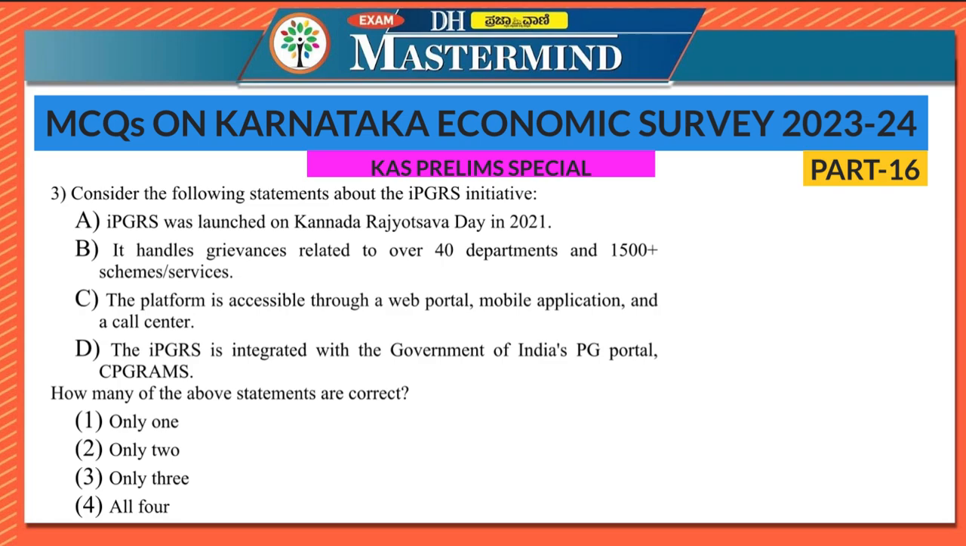Third question says, consider the following statements about the IPGRS initiative. IPGRS was launched on Kannada Rajyotsava Day in 2021. It handles grievances related to over 40 departments and 1,500 plus schemes or services. The platform is accessible through a web portal, mobile application, and a call center. The IPGRS is integrated with the Government of India's PG portal, the Public Grievance portal, CPGRAMS. All the four statements are absolutely right. Therefore, the right option is option 4, all four.